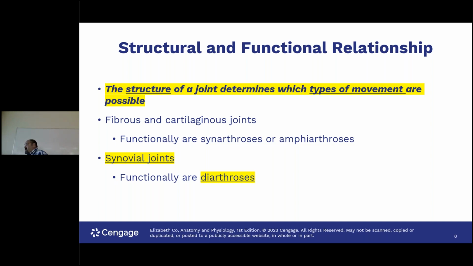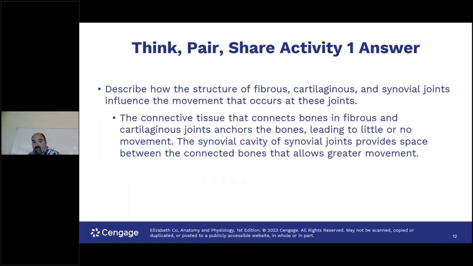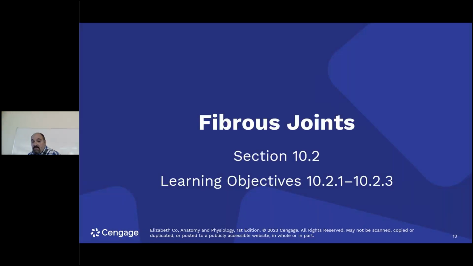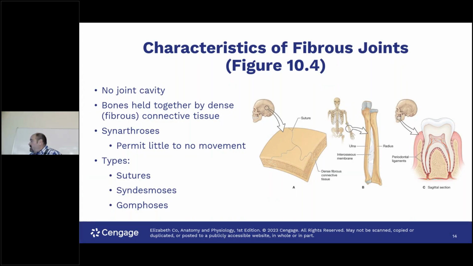Fibrous and cartilaginous are structural classifications, right? Structurally, they're fibrous and cartilaginous. Functionally, they are synarthroses and amphiarthroses. So here we have fibrous joints in the PowerPoint. Here we go. All right, so fibrous joints, no joint cavity, right?